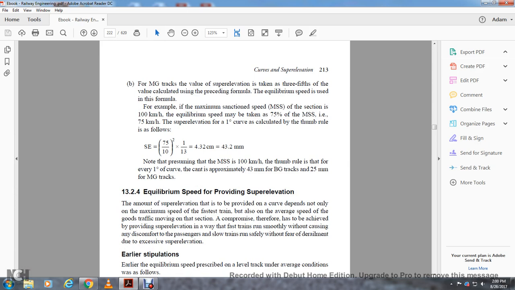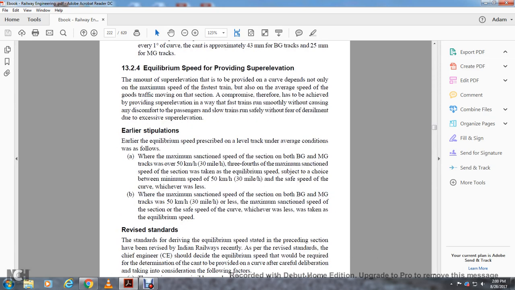13.2.4 Equilibrium speed to be provided with the superelevation. The amount of superelevation that is provided with the curve depends not only on the maximum speed of the fastest train, but also on the average speed of the goods traffic moving in the section. Therefore, it has to be provided such that the fastest train runs smoothly without causing discomfort to passengers, and slow trains run safely without fear of derailment due to excessive superelevation.